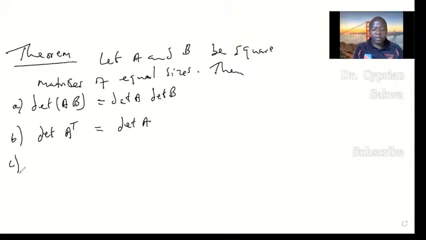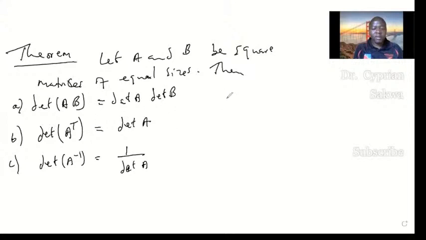And then C, the determinant of the inverse of A will be the same as 1 over the determinant of A. This one, of course, we know. We've been using it. I'm not going to examples. You can take matrices A and B and see if this is true.